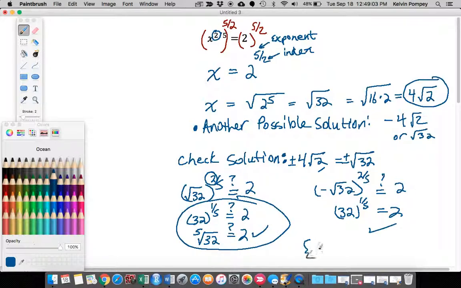So I have two solutions. One is -4 square root of 2, and the other is 4 square root of 2. We always want to write our solutions in the simplest form, but I check by using this method here because it's easier for me to see when I check my solution that that is the solution.